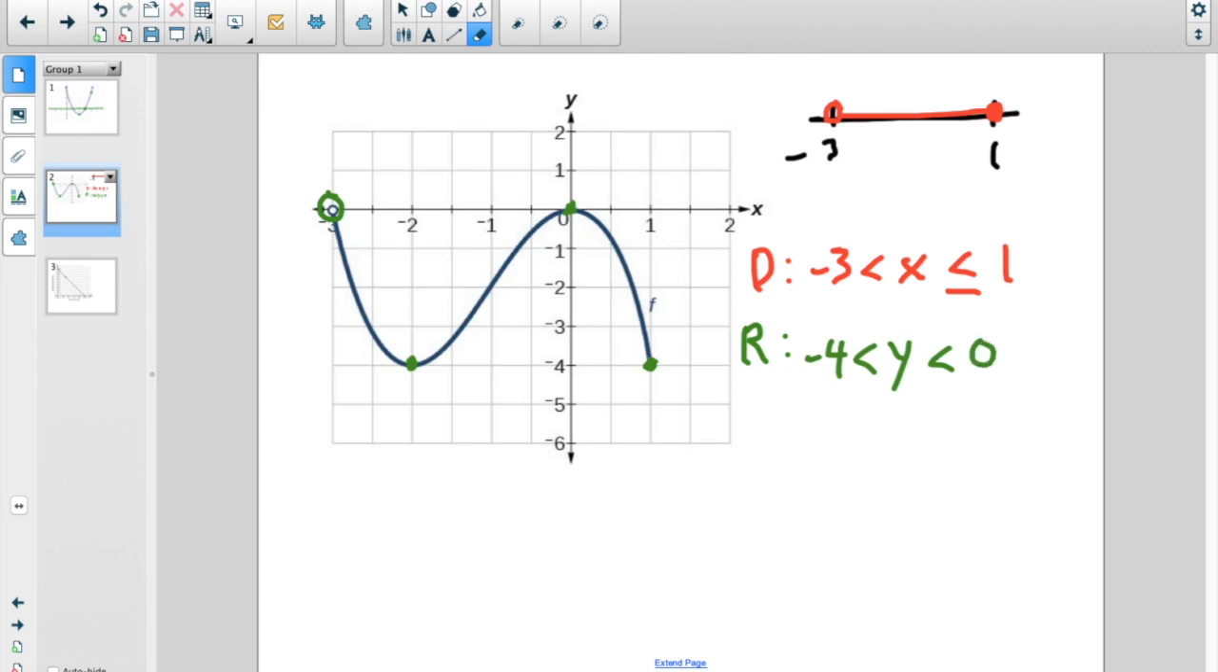Does it include the value of -4? Yes, it does. So I can go ahead and underline that. Does it include the value of 0? Yes, it does. So I can go ahead and underline that. And that's how you'd find the domain and the range of this particular relation.